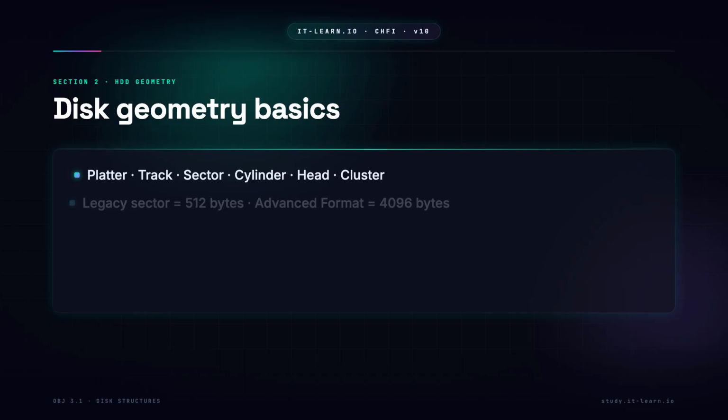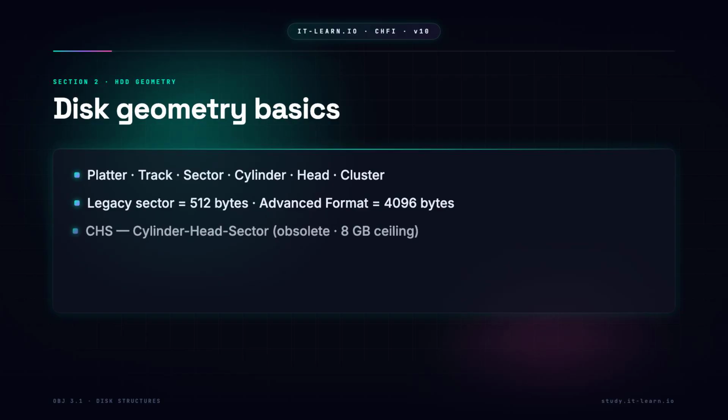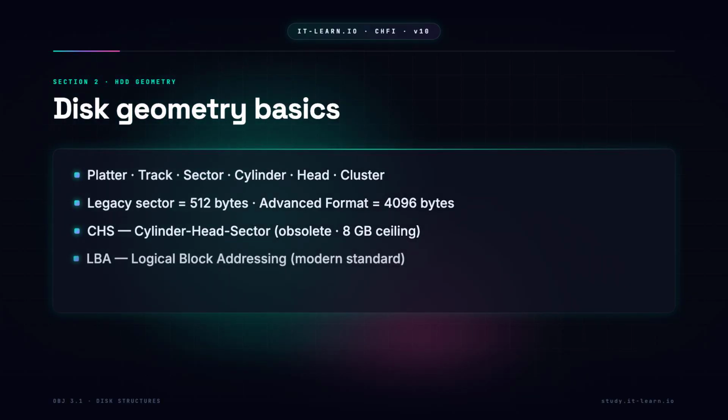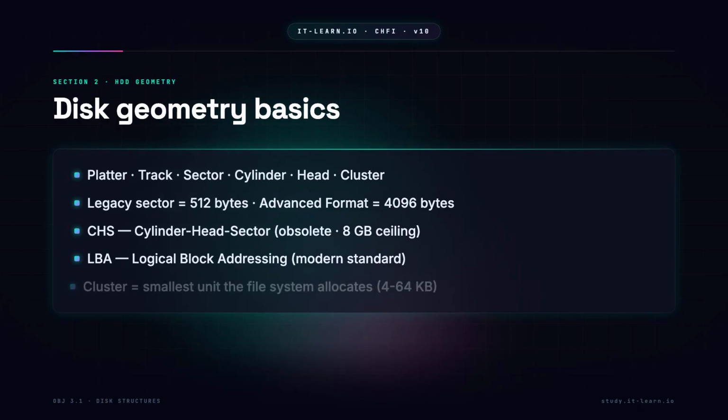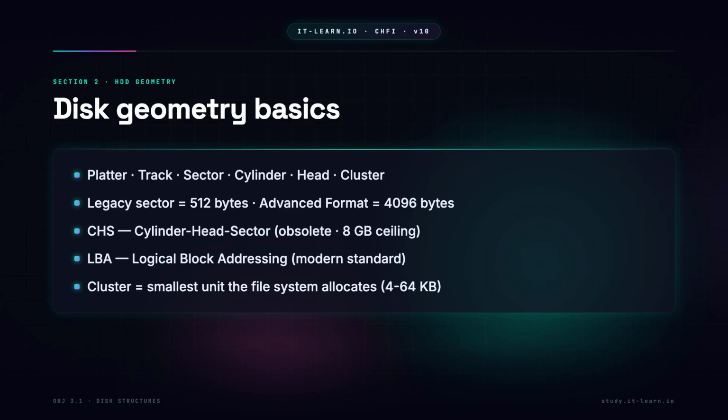Most drives have several stacked. Track: a concentric circle on a platter surface, hundreds per surface. Sector: the smallest physical unit, traditionally 512 bytes, modern 4096, Advanced Format. Cylinder: every track at the same radius across all platters, a vertical stack. Head: the read-write mechanism, 1 per platter surface. Cluster: a logical group of sectors, the smallest unit the file system allocates.